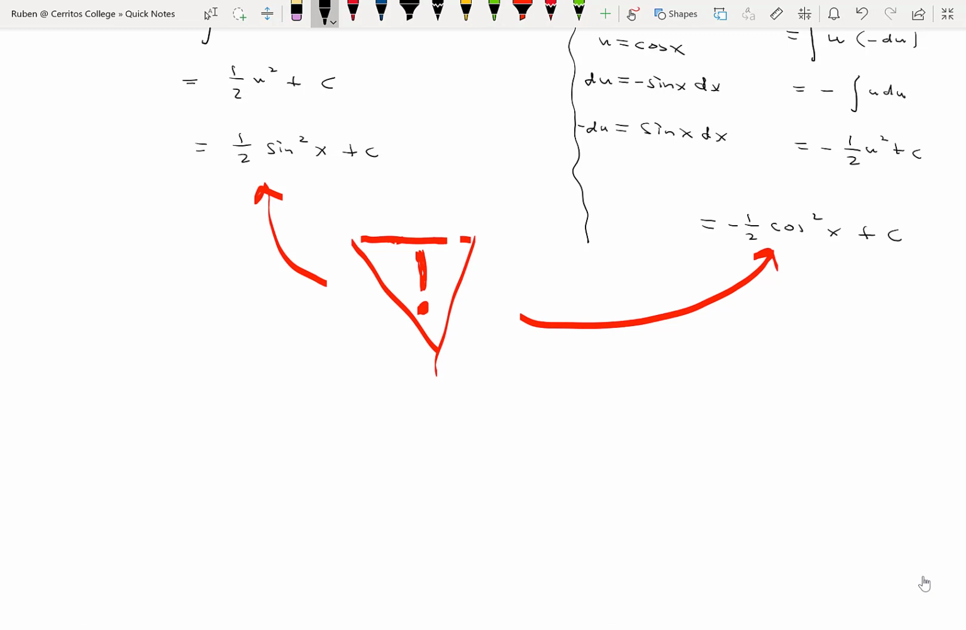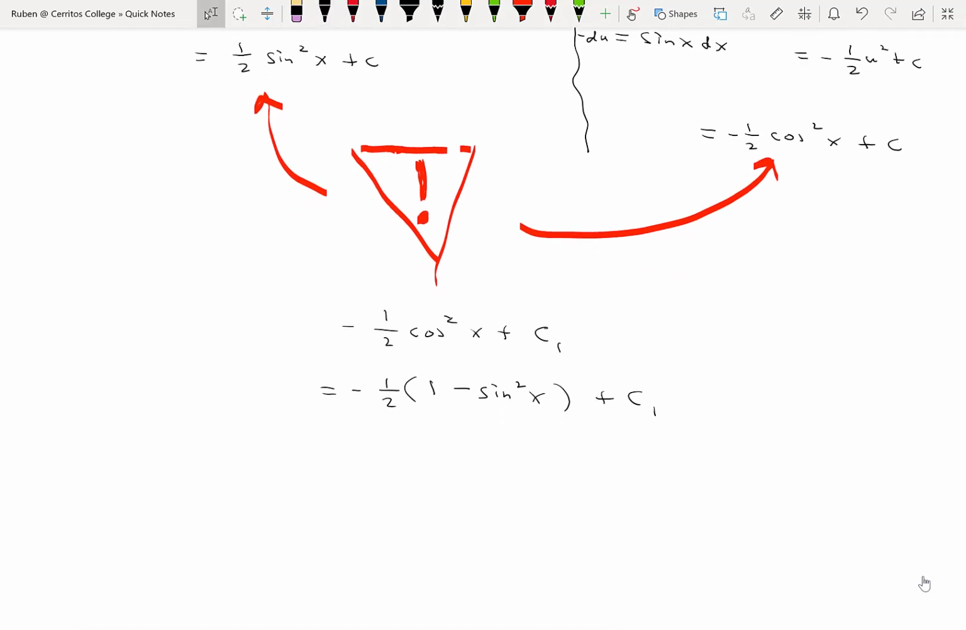They're not different. They appear different, but one can be made to look like the other. So let's take the second one: negative 1/2 cosine squared x plus a constant. Instead of calling it c, I'm going to call it c sub 1. You'll see why in a minute. Well, cosine squared is 1 minus sine squared, plus the c1 that I have there.